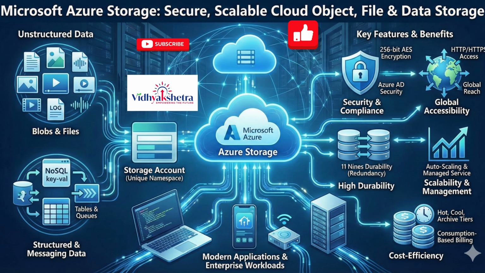Speaking of replication, Azure provides 11 nines durability, which means 99.999999999% data durability. This is achieved using built-in redundancy options like LRS, locally redundant storage, within a single region, ZRS, zone redundant storage, across availability zones, GRS/RAGRS, geo-redundant storage, across paired regions. This protects data from hardware failures, zone outages, and even regional disasters.